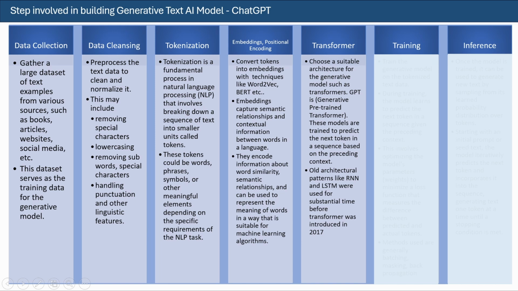Before transformers, older models like RNNs and LSTMs were used. But after 2017, transformers proved to be faster, more accurate, and more scalable.